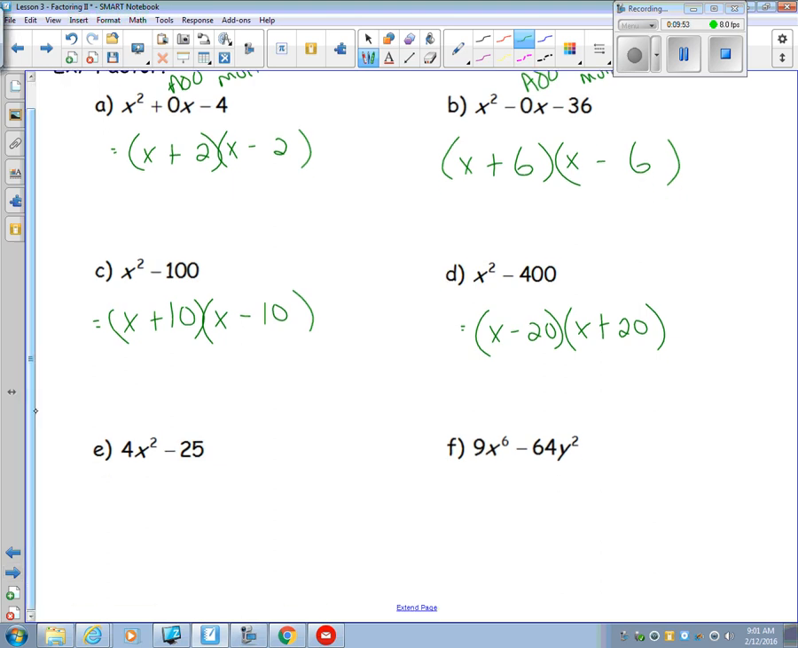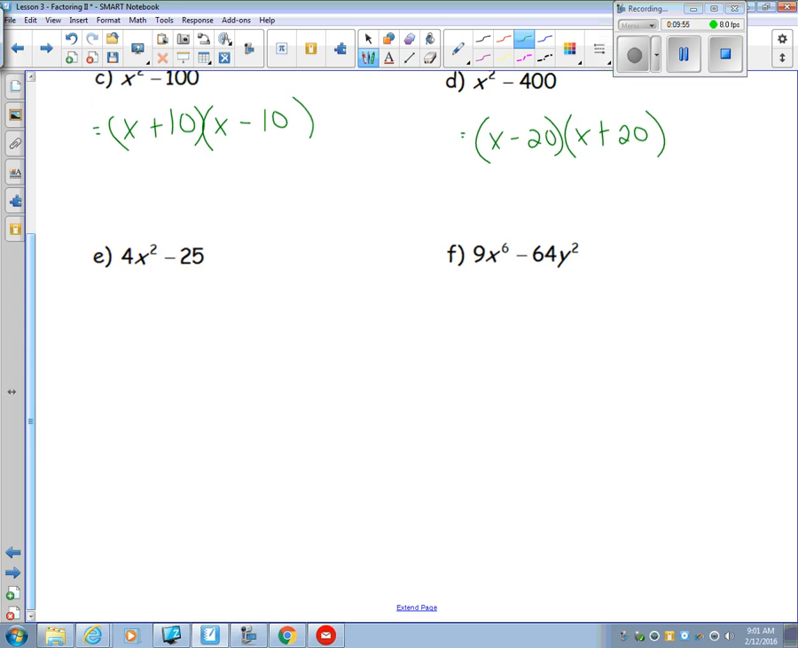I like this shortcut idea because when I get to something that looks more complicated, like the letter E here, I can say, okay, square root of 4x squared, that's 2x. Square root of 25, that's 5. I need to write it down again because I need two of the same brackets, but opposite signs. And if I tried foiling, I could check it if I really wanted to. 2x times 2x is 4x squared. 2x times 5 is 10. And negative 10 cancel each other out. And 5 times negative 5 is negative 25.